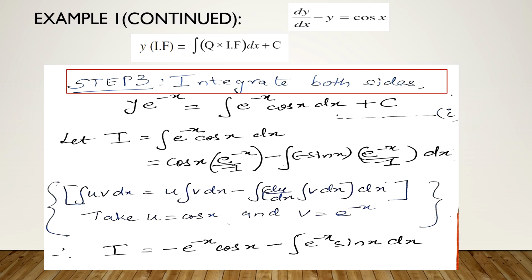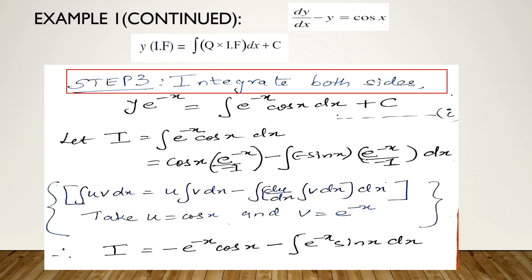So in step 3, the left hand side is y into the integrating factor, which is e raised to minus x over here, is equal to integral of q. What was q? Cos x into the integrating factor e raised to minus x. You have to find this integral plus the constant c. Now suppose I is integral e raised to minus x cos x dx. Then let us first of all find this integral.